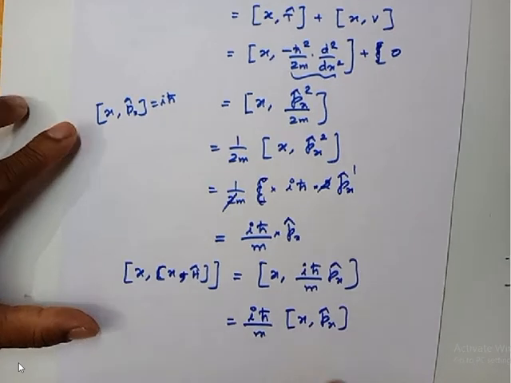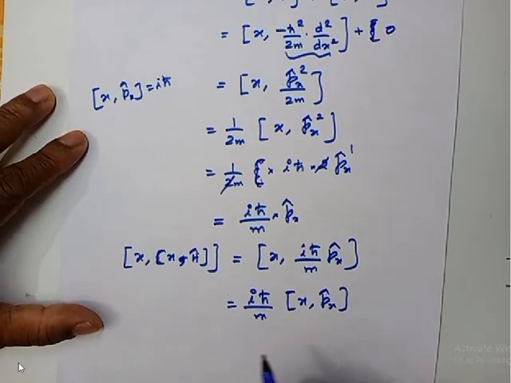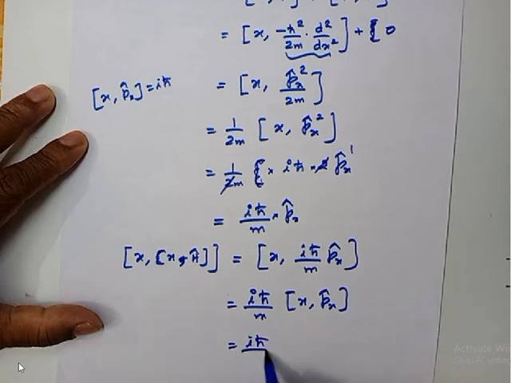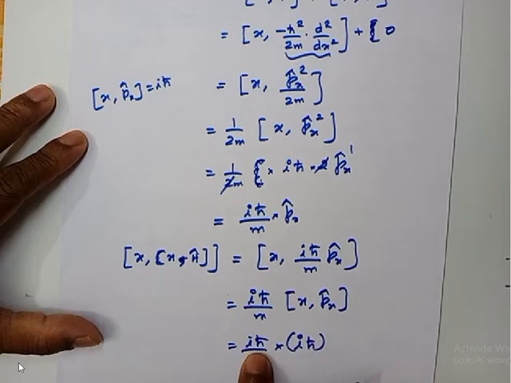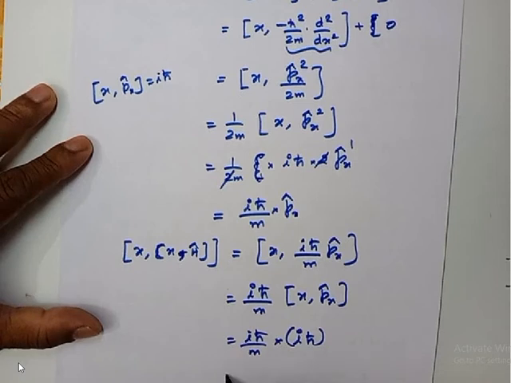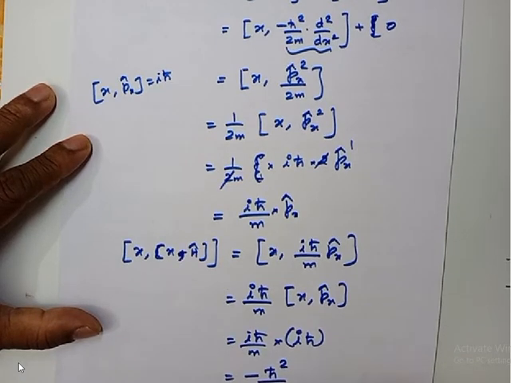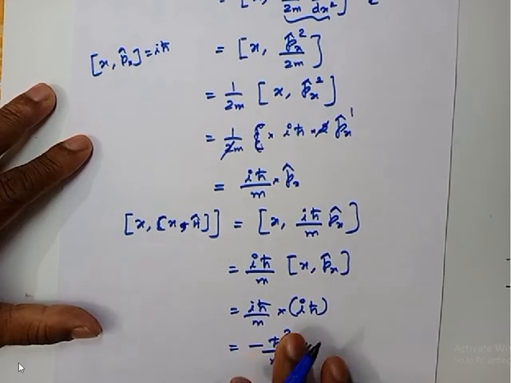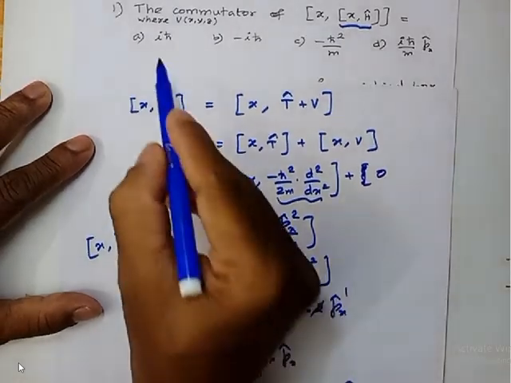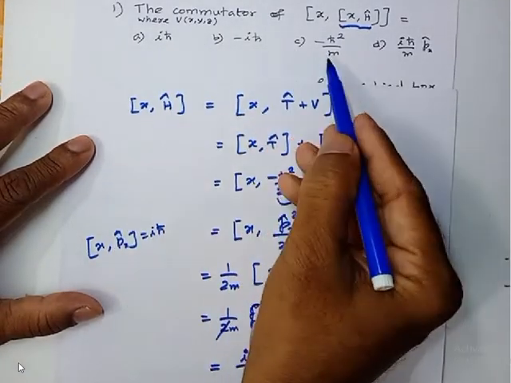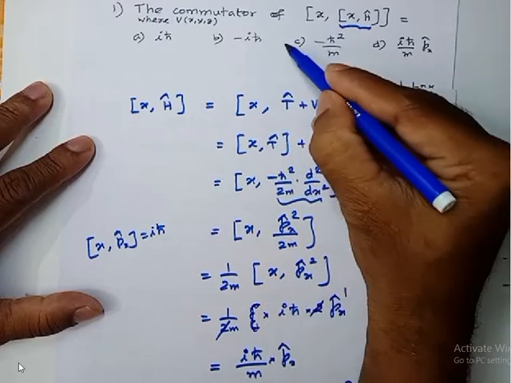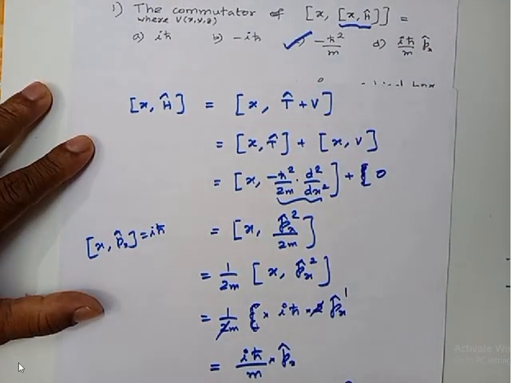Position and momentum do not commute, and you know the value is i h bar. I'll keep this i h bar by m as such, and the value of this is i h bar. So here I have i h bar, here I have i h bar, and i into i, that is i square, is minus 1, so minus h bar square by m. So this is the correct option for this question. So what's the correct option? See, option A, option B, option C, yes, minus h bar square by m. So the correct answer for this question is option C.